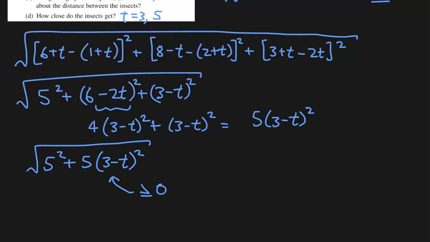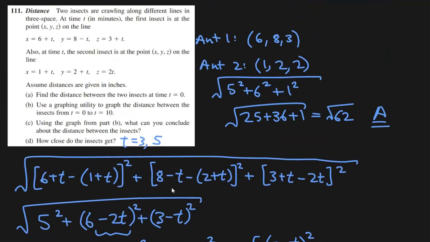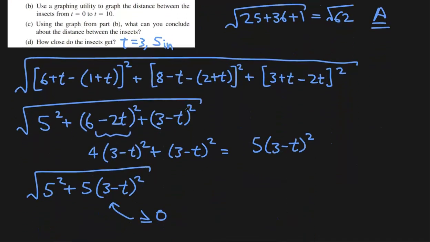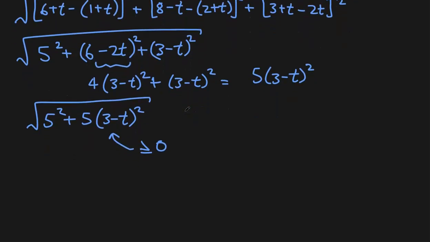I don't know what units are being used. Let's check. It's in inches, so it's going to be 5 inches after 3 minutes. That's the time interval that they're giving. Using the graph. Okay, so we don't really need to use the graph, but we can predict just based on this as time increases. So just think about it, right?